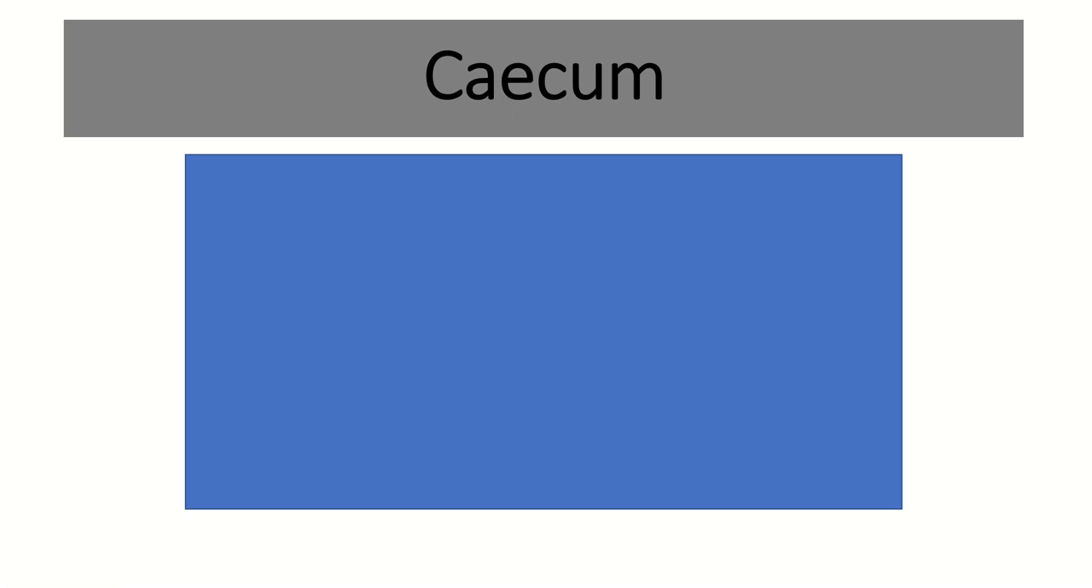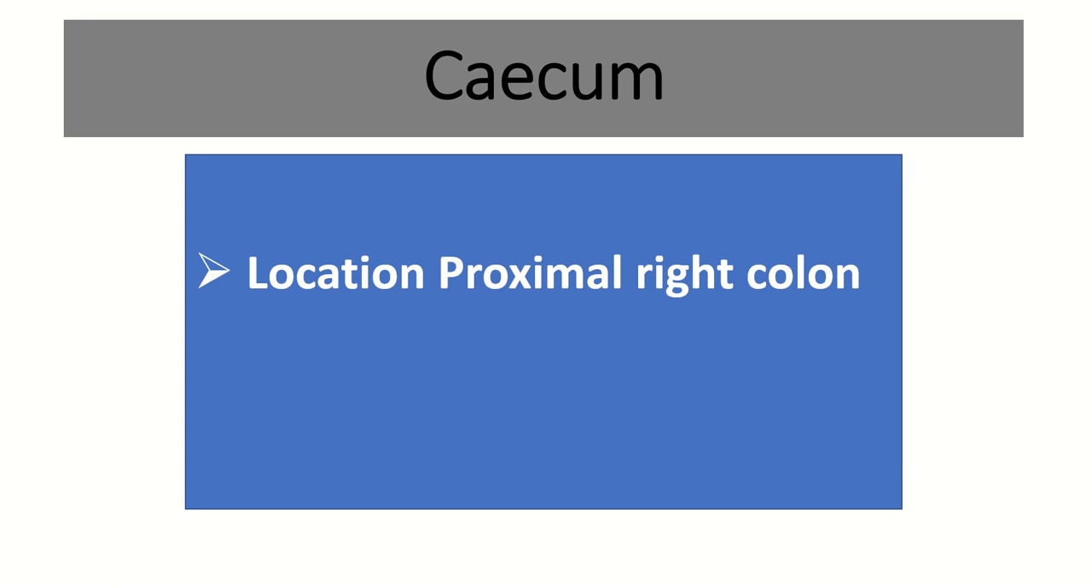Welcome to anatomy video, and today's topic is the cecum. The cecum is located on the right side. That means it is the proximal part of the right colon. We know there are different parts of the colon, such as the right colon, transverse colon, and left colon. The right colon is also divided into the cecum and ascending colon, and the left-sided colon is also known as the descending colon and sigmoid colon.